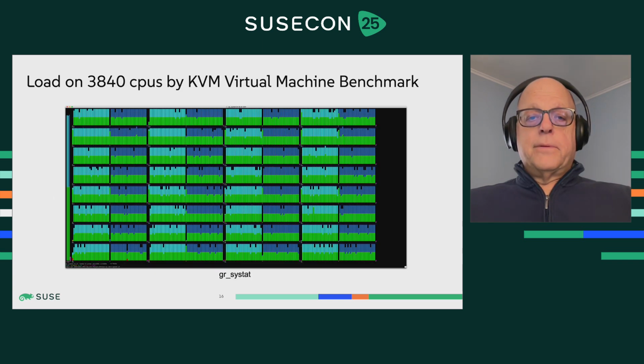And here's an example. This is a display of a virtual machine running the benchmark on 3,840 CPUs. You can see it all blocked by socket. The light blue on the left side of each pair is core thread 0. The dark blue is thread 1. A lot of activity across all of the processors. This is visible with grsystat.